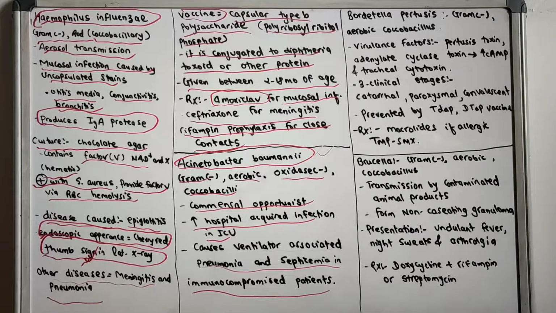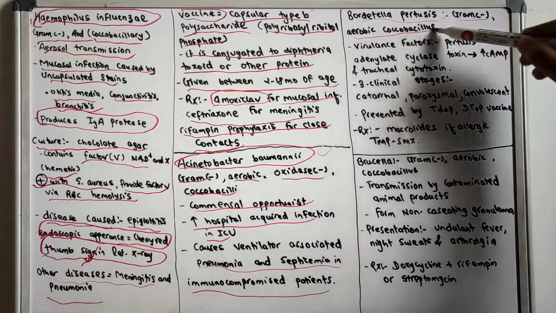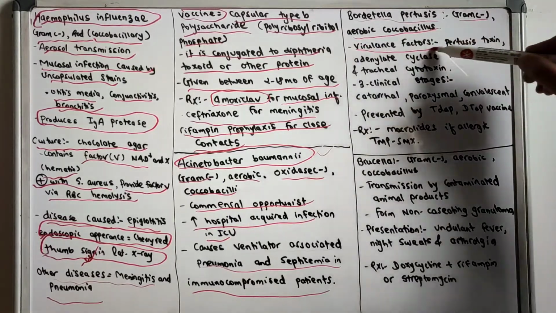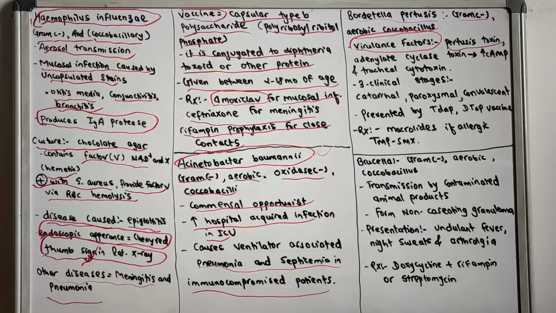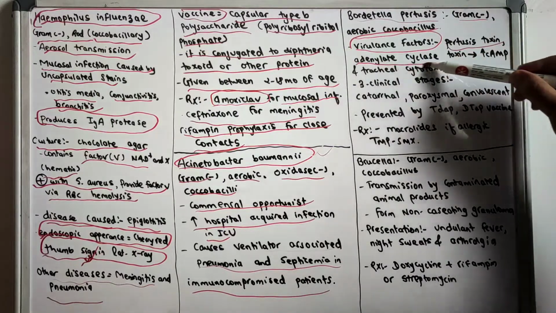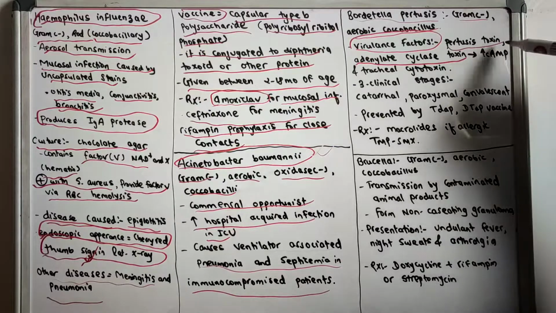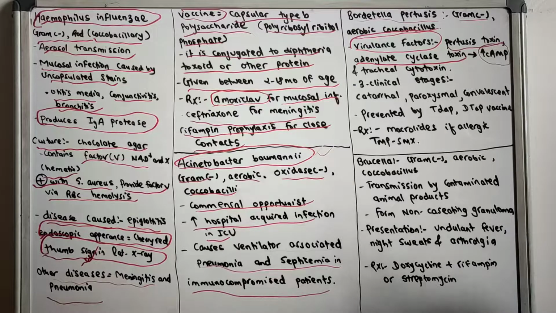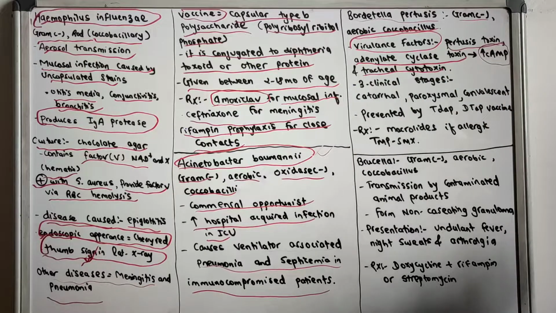Now let us discuss Bordetella pertussis. Bordetella pertussis is a gram-negative aerobic coccobacillus. The various virulence factors of Bordetella pertussis are pertussis toxin, which disables inhibitory G protein, and adenylate cyclase toxin, which increases the amount of cyclic AMP, causing various pathological features. Tracheal cytotoxin is also one of the virulence factors of Bordetella pertussis.